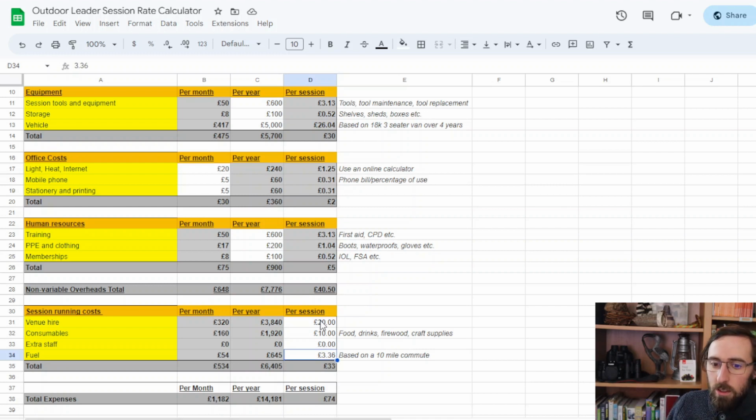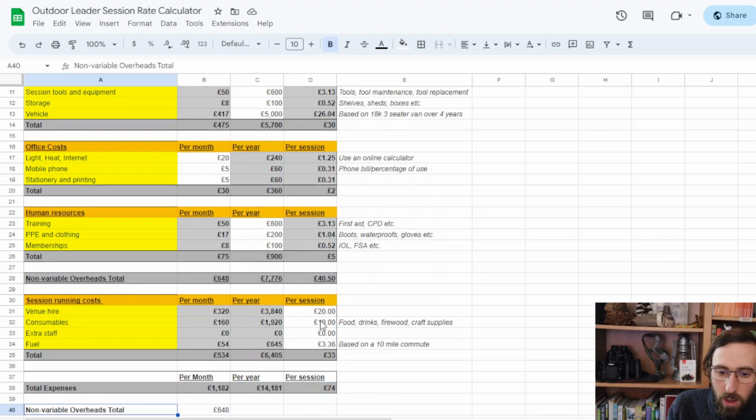And the last thing to consider is getting to and from the session, which is fuel. I have a session on the other side of Birmingham and it eats into my mileage for the month quite heavily. So this may not be an expensible claim, but it is something worth keeping an eye on.